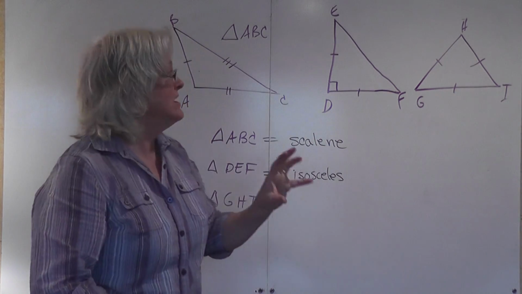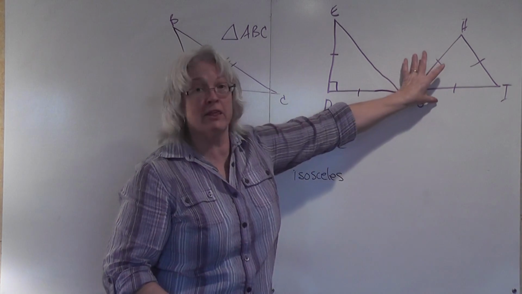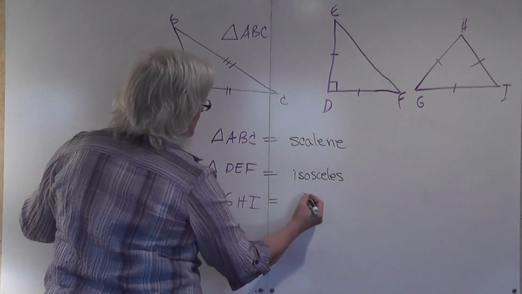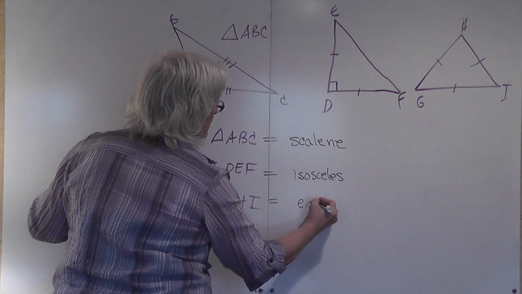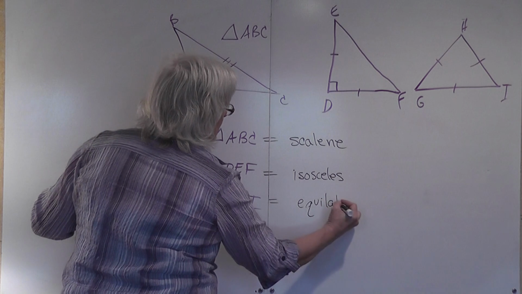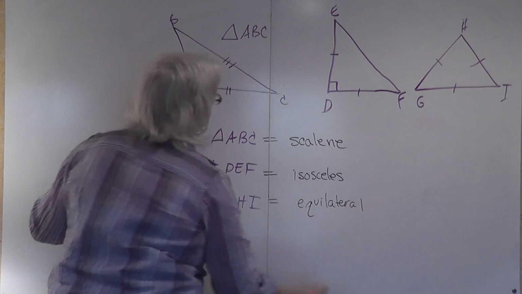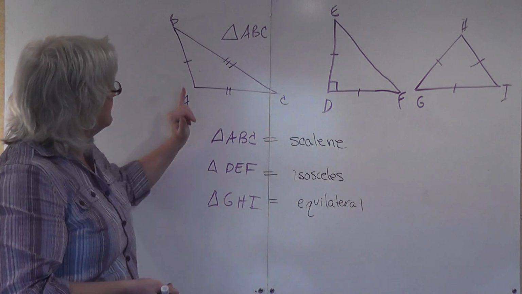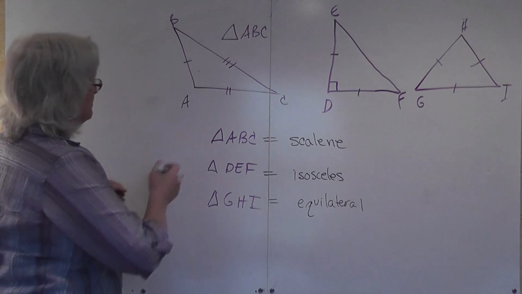Our sketch tells us that these 3 sides are equal. So of course triangle GHI is going to be equilateral. Equilateral. Now, according to the angles, what do we see here?